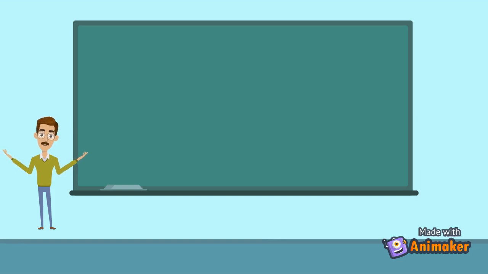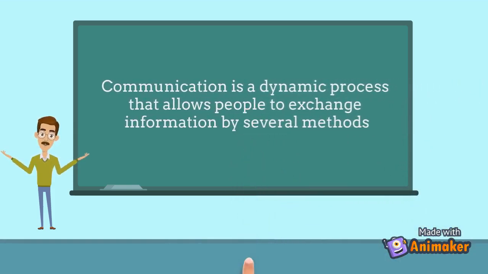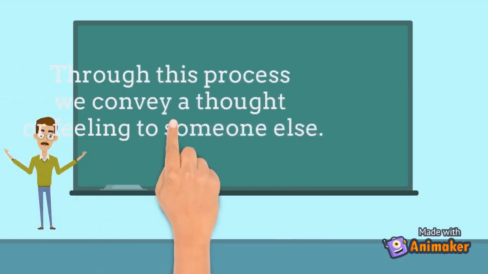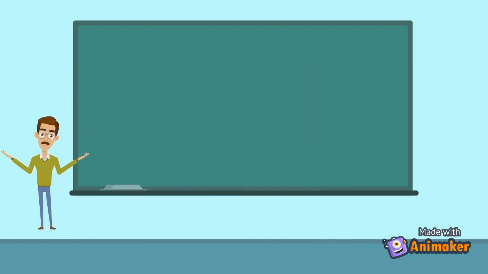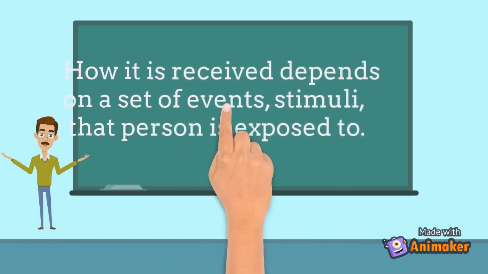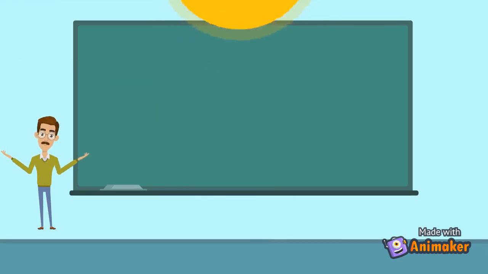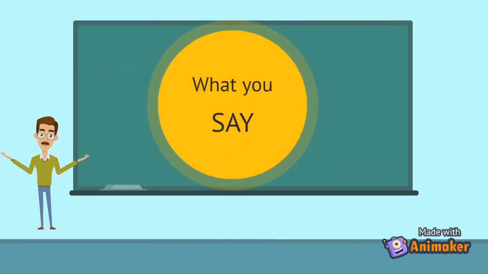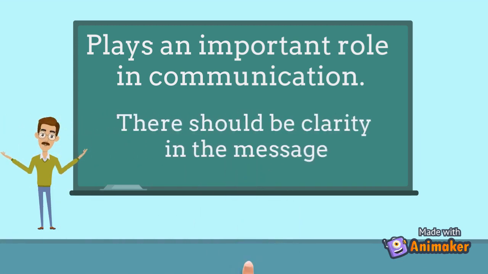Basics of communication. Communication is a dynamic process that allows people to exchange information by several methods. Through this process, we convey a thought or feeling to someone else. How it is received depends on a set of events, stimuli, that person is exposed to. How you say it and what you say play an important role in communication. There should be clarity in the message.